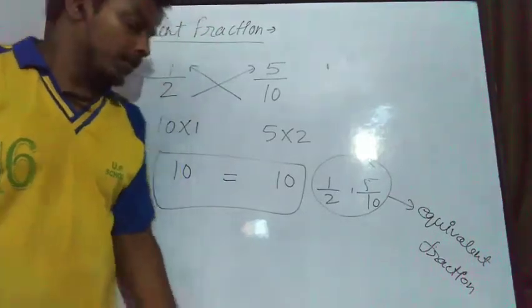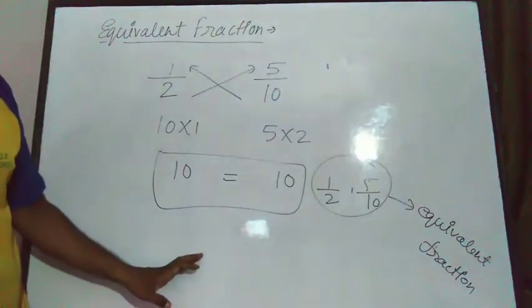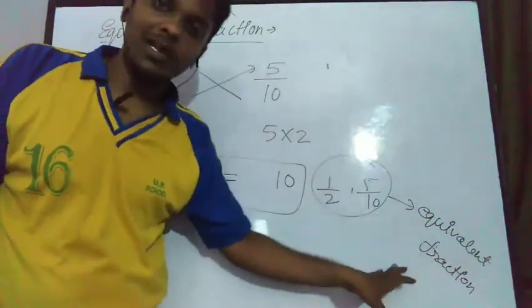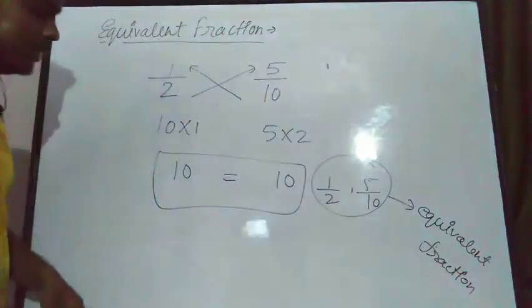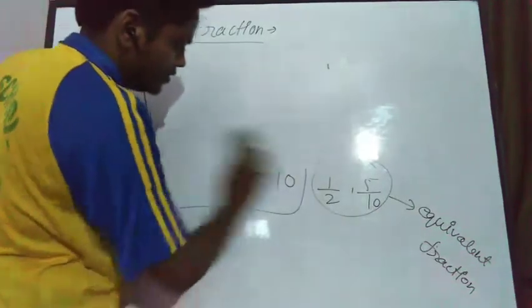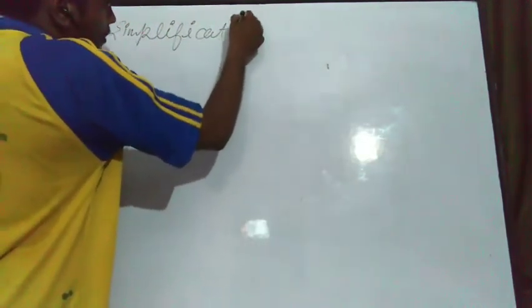Now we know how to find the equivalent fraction and how to find whether a set of fractions is equivalent or not. Now we will move to the next topic, that is simplification of fraction.